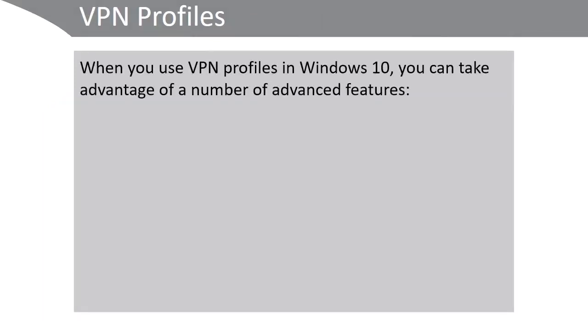When you use VPN profiles in Windows 10, you can take advantage of a number of advanced features. Always on. You can configure the VPN profile so that the VPN initiates when the user signs in or when there's been a change in the network state, such as no longer being connected to the corporate network.